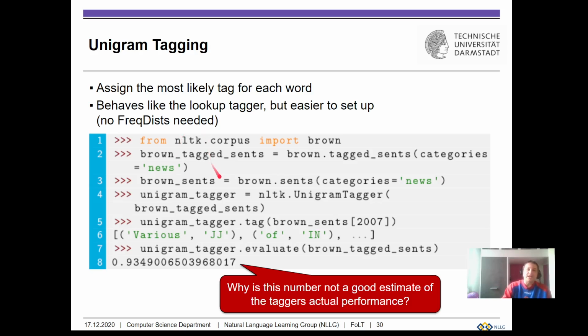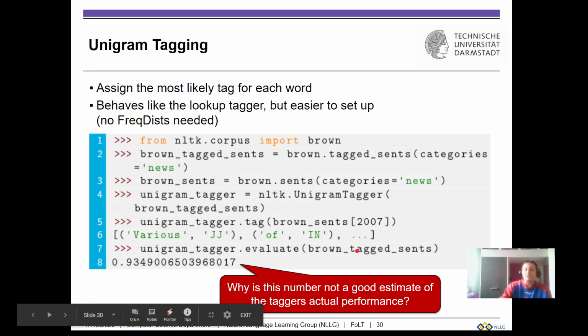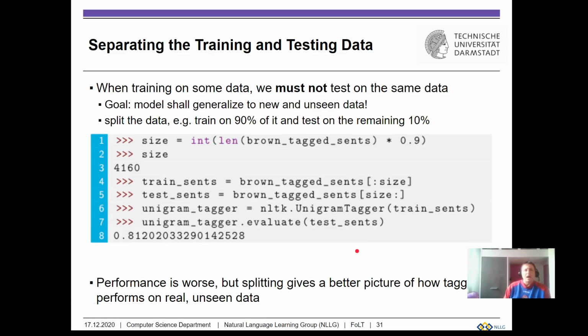So we need to change this. We need to change the training set and the test set. They need to be different. And how people are doing this in machine learning and in natural language processing is that they separate training and test data. So when training on some data, we must not test on the same data. This is extremely important for you to keep in mind.